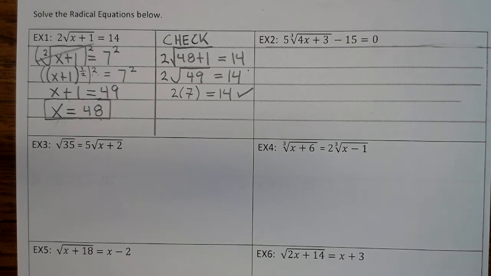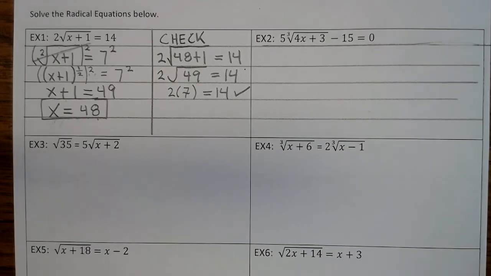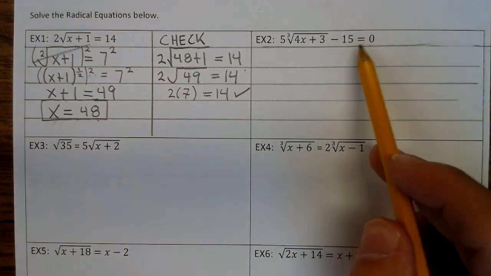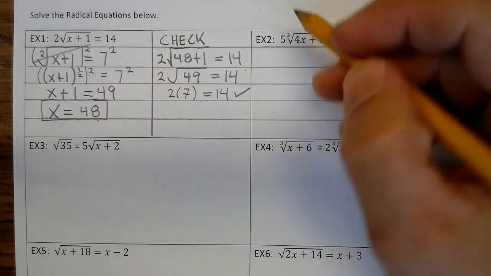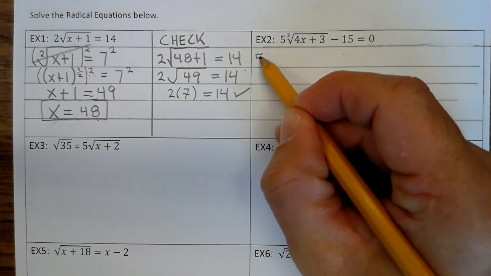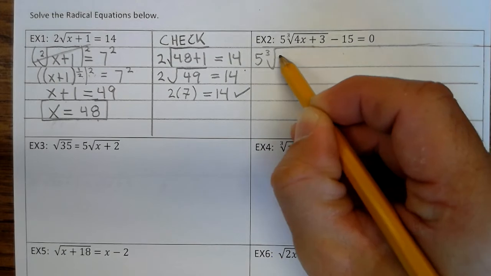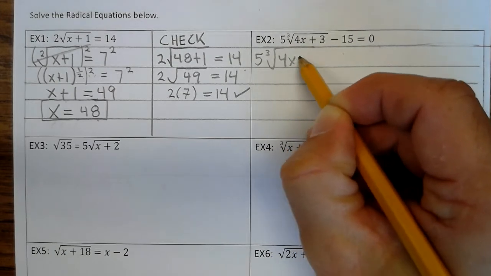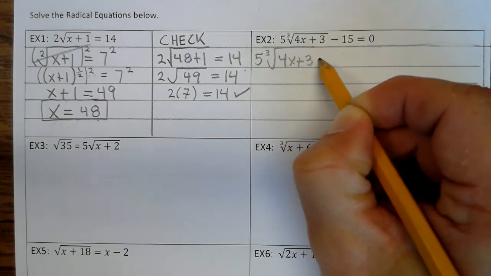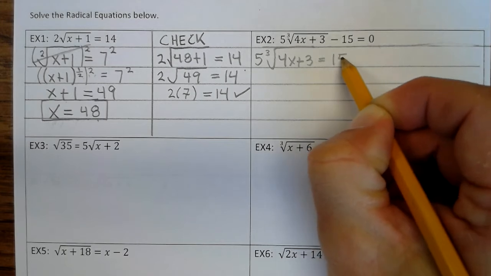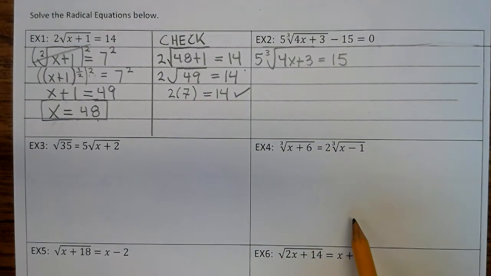All right, now let's take a look at example 2. All right, step 1, isolate the radical. So to do that, we're going to add 15 to both sides. So that's 5 cube root of 4x plus 3 equals 15. And then we're going to divide both sides by 5.